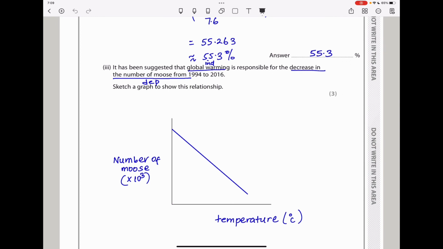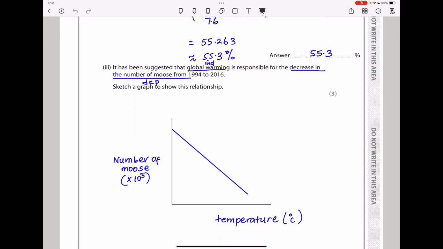The next part says, it has been suggested that global warming is responsible for the decrease in the number of moose from 1994 to 2016. So here they say, sketch a graph to show this relationship. Remember, they have said global warming is responsible for the decrease. So the number of moose is going to be the dependent variable, and global warming is going to be the independent variable. Because, of course, global warming is going to be an increase in temperature. So remember, this is causing that.